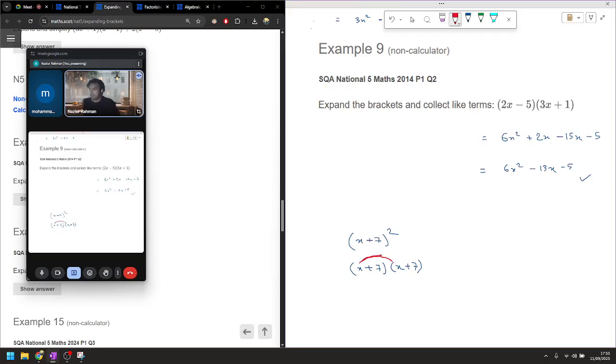Then I do x times 7, 7 times x, 7 times 7. Okay. So then there'll be x squared, plus 7 times x is 7x, then 7 times x is 7x again, and then 7 times 7 is 49. So I get x squared plus 14x plus 49 and so on. So don't be afraid if you see something like this, it's just the same question, right? It's just the expanding brackets out.